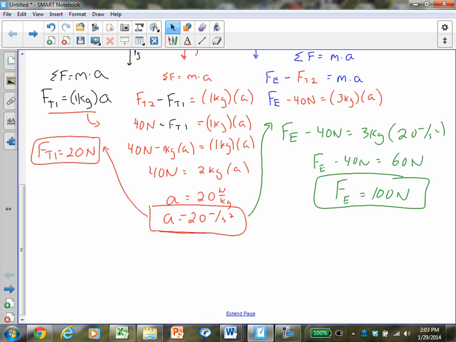So you have to set up your free body diagrams, and then from those, everything should fall into place. Okay? Make sense?